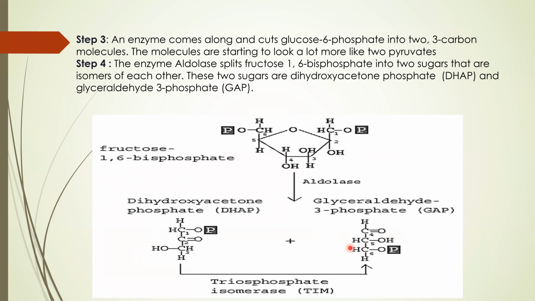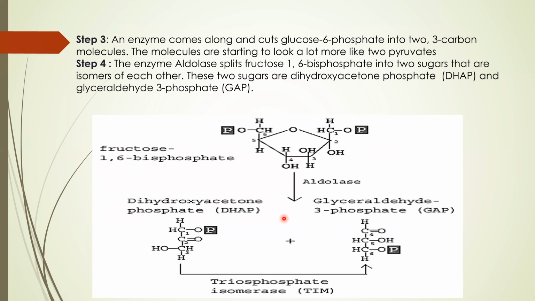So glyceraldehyde 3 phosphate is basically the aldose sugar, and this is the ketone kind of sugar which is produced, and each of these carries one phosphate group. So triphosphate isomerase is an enzyme which is converting this dihydroxyacetone phosphate into this one, right? So this is happening, and there is a break off, or you can say the cleavage, of this fructose 1,6 bisphosphate into two molecules of three carbon structure, right?